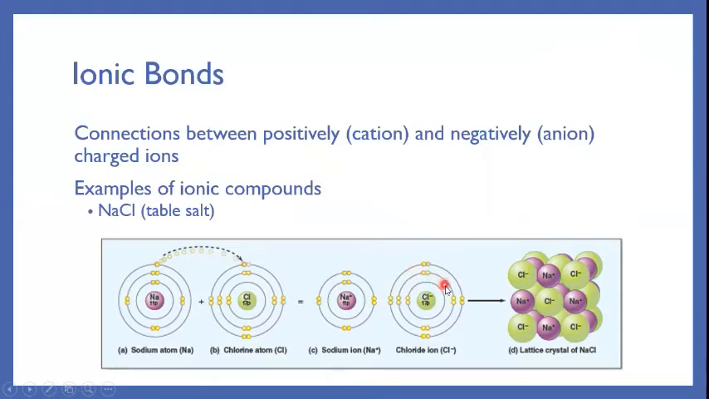But they are happy to do that because look at how nice and stable their outer ring is now. On both of them, they're completely full. They have all 8 electrons in their outer ring, and they're very stable. So these guys like to lose that electron and to gain that electron. And when they do, they can combine into a lattice crystal of table salt.